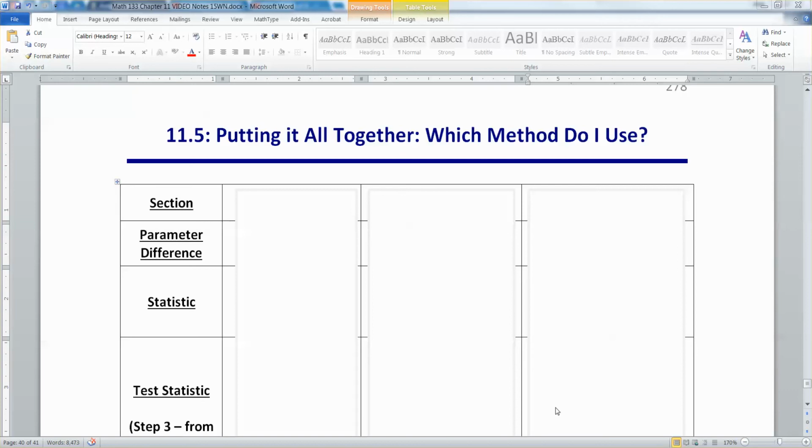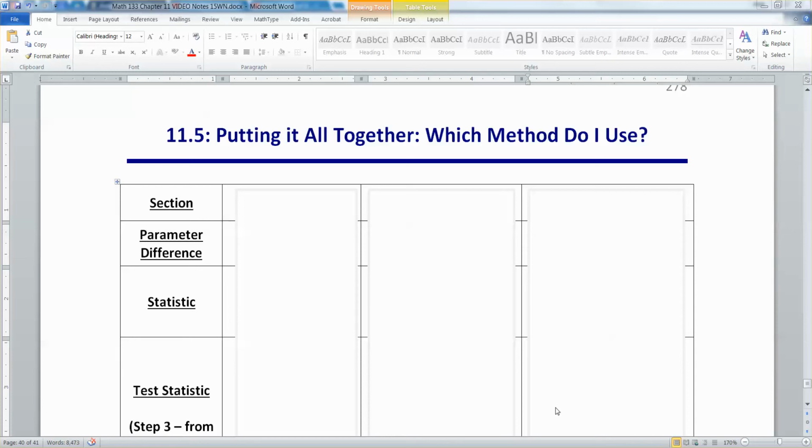In this last section of 11.5, we want to recap all the sections that we've learned so far in Chapter 11 and realize which section applies to what. Because, of course, when you get the final exam or a project or a paper and pencil project or papers, you won't be told all the time which type of test you're doing or which type of confidence interval you're making.